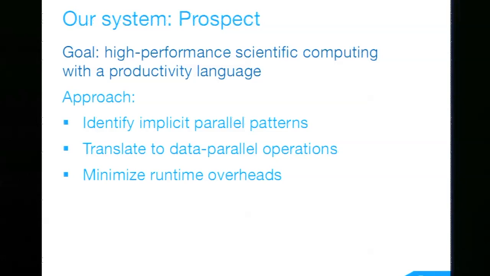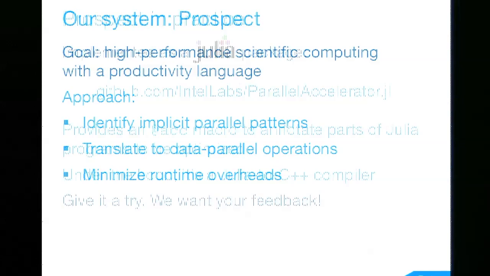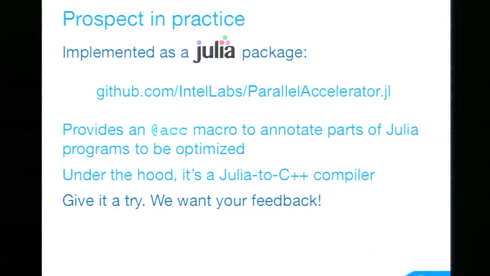And importantly, we can do some aggressive optimizations along the way so that we can avoid the runtime overhead of things like array bounds checks and intermediate array allocations. And we've implemented all this as a library on top of the Julia programming language. So Prospect is implemented as a package for Julia called parallelaccelerator.jl. And I'm very excited to note that our team just released our first version of Parallel Accelerator as an open source project last week. It's up on GitHub, and you can go try it out.